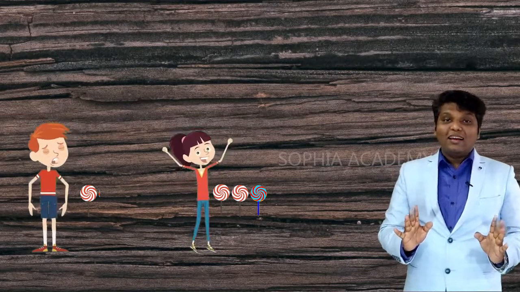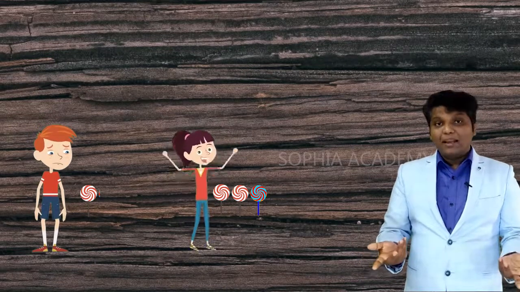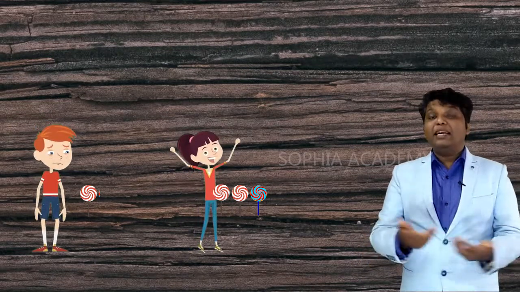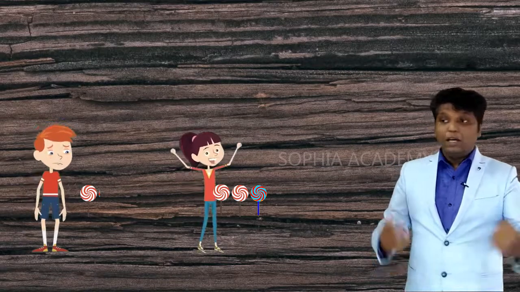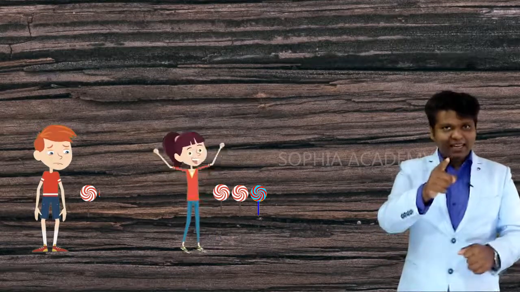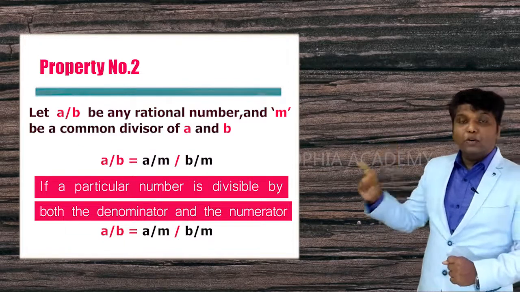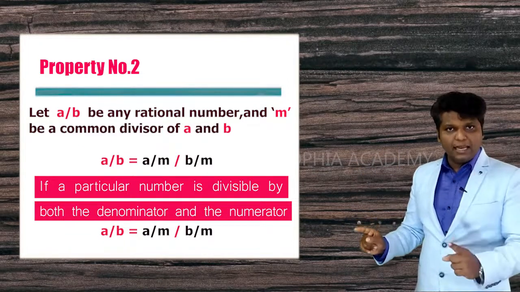Why? Quarrel will happen. Obviously quarrel will happen there. Why? Because they were not equally divided. If you are giving 2 to him, you should give 2 to her also, so that the fraction remains the same. I hope you got the idea. If the fraction should remain the same, you have to multiply the numerator and denominator by the same number.